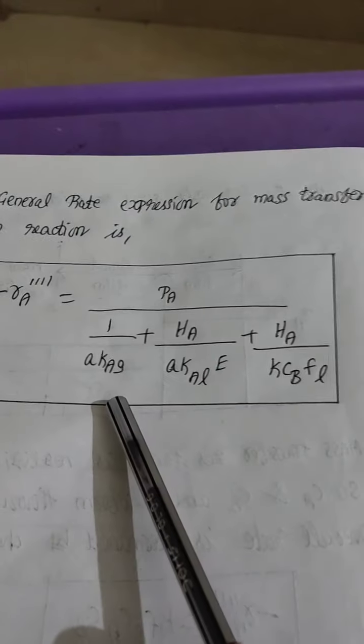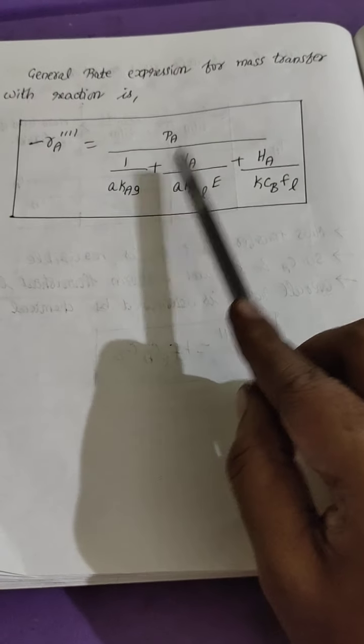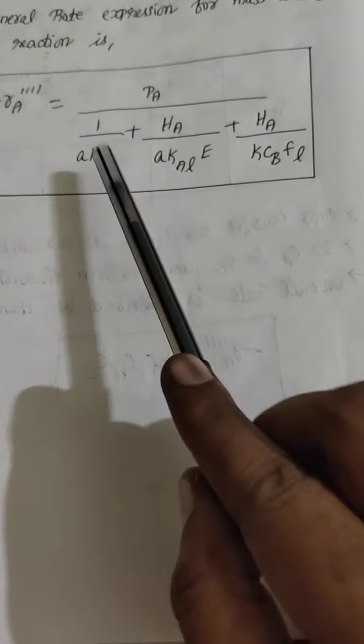This is going to be the general rate expression for mass transfer with reaction. Minus Ra''' equals Pa divided by (1 by A into Kag plus Ha divided by A into Kal plus Ha divided by K Cb FL). You will be using this equation while you are solving problems. So I have given this general rate expression.